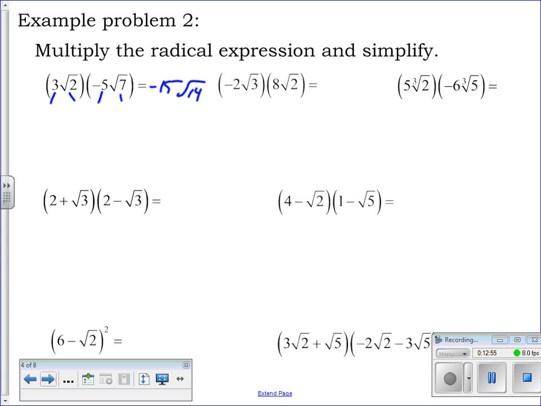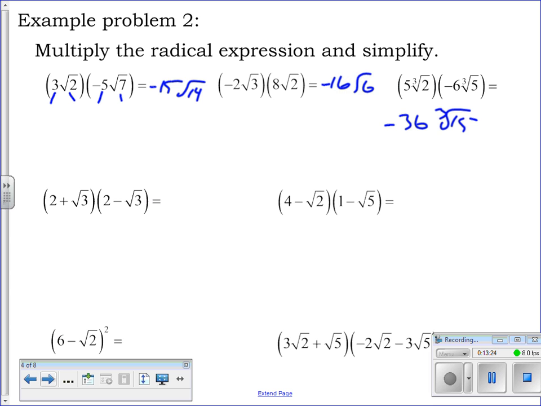Okay. Next one, same idea. Negative 2 times 8, negative 16. Root 3 times root 2 is root 6. I'm done with that. I can't simplify that anymore either. And the last one, same idea. They're both cube roots, so I can multiply them. 5 times negative 6 is negative 30. Cube root 2 times cube root 5 is cube root 10. Those are easy. They don't scare anybody.